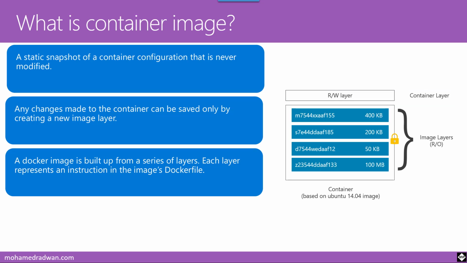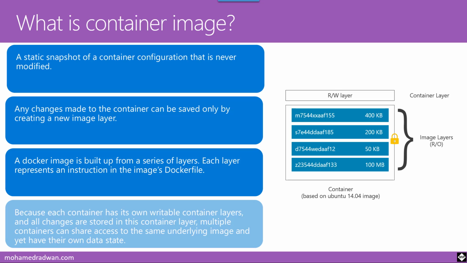A Docker image is built up from a series of layers. Each layer represents an instruction in the image's Dockerfile. We will get more information about the Dockerfile later and how I can use it to build an image, and each line in the Dockerfile will be represented as an image layer. Because each container has its own writable container layer, all the changes are stored in the container layer. Multiple containers can share access to the same underlying image and yet have their own data state.